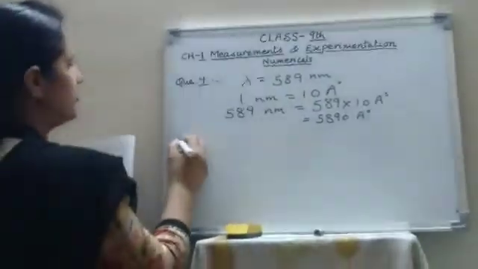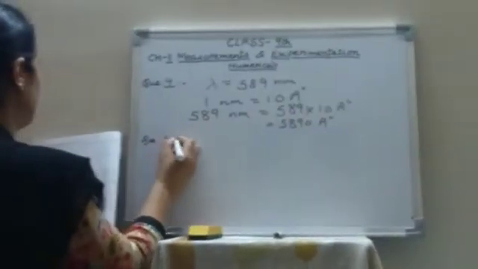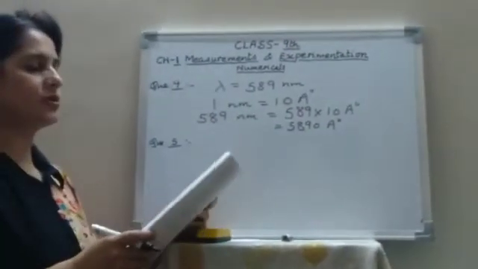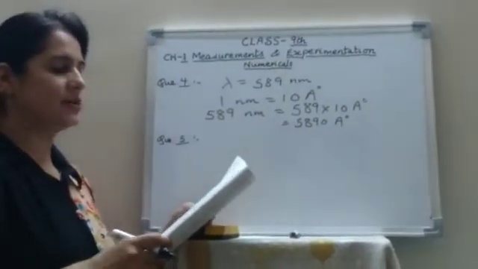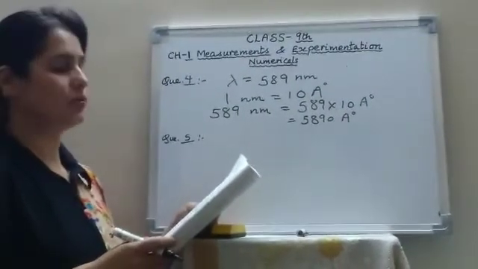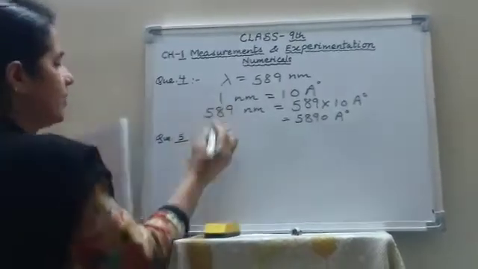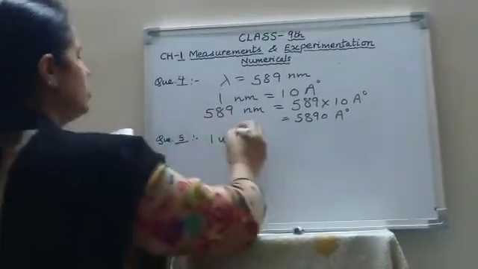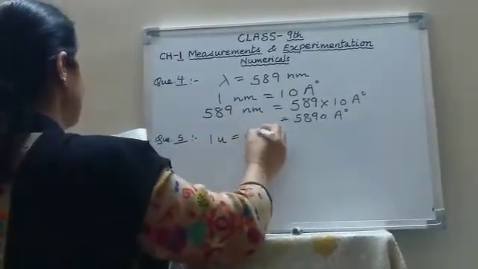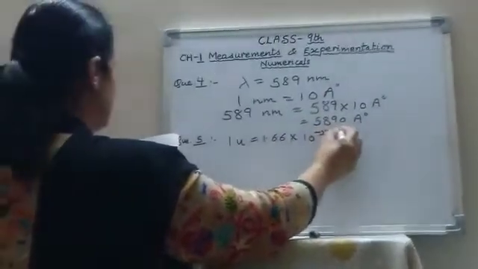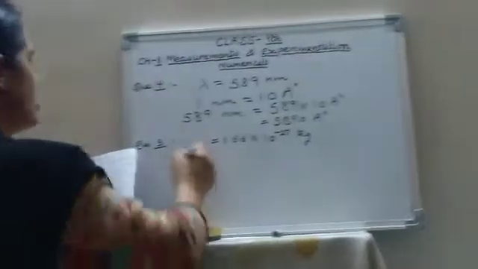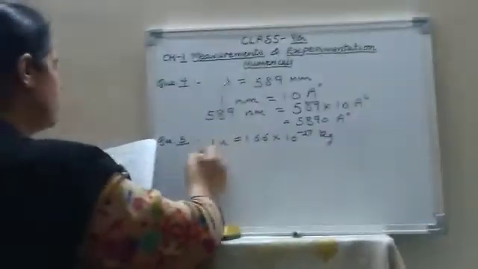Now question number 5 I am doing. The mass of an oxygen atom is 16.00 U. Find its mass in kilogram. Just you have to convert U into kilogram, and you know the relation. 1 U equals 1.66 into 10 to the power minus 27 kilogram. So to convert U into kilogram, we have to just multiply by this.